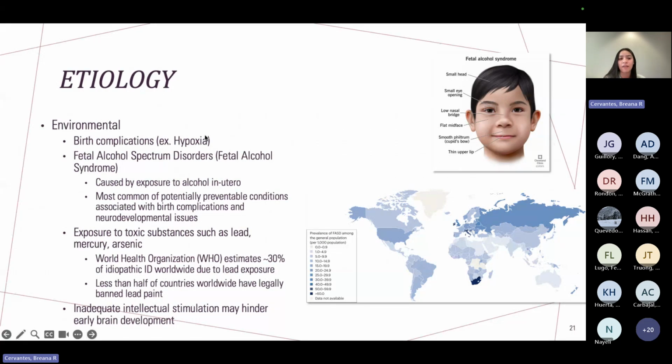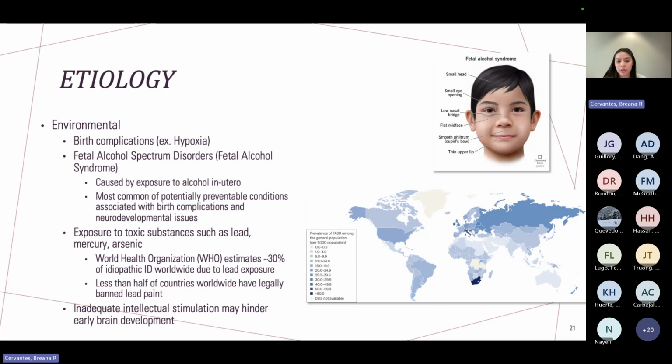So things just like having birth complications, so during pregnancy, losing air, hypoxia, fetal alcohol syndrome. So being exposed to alcohol in utero. So it's one of the most commonly preventable conditions out there because of its association with maternal drinking. Exposure to toxic substances such as lead, mercury, arsenic.